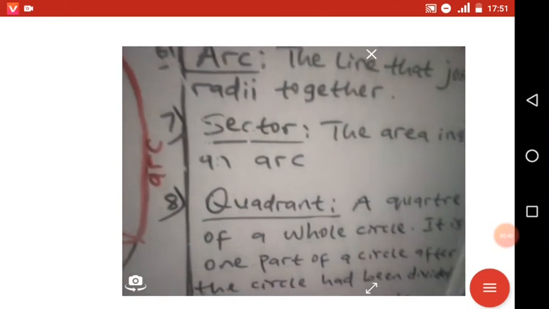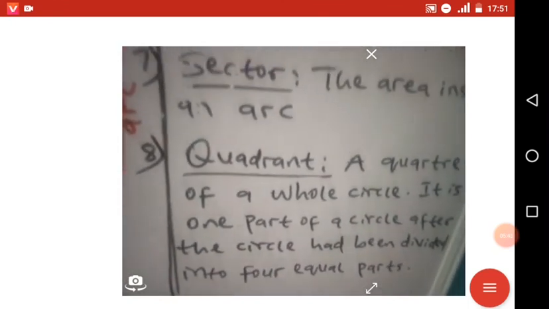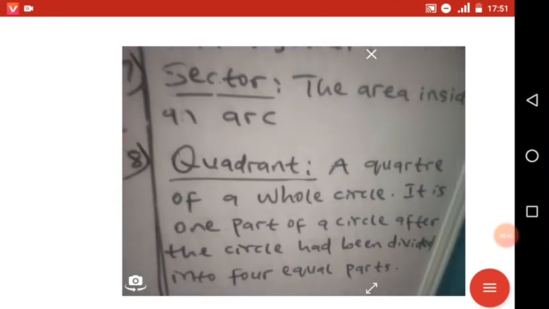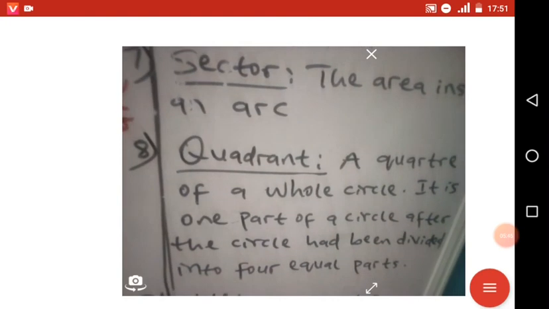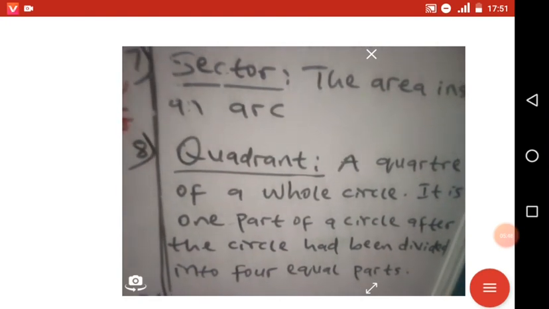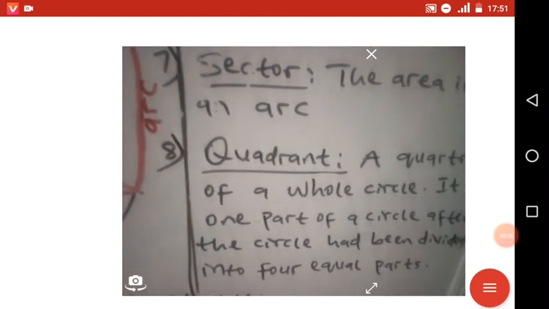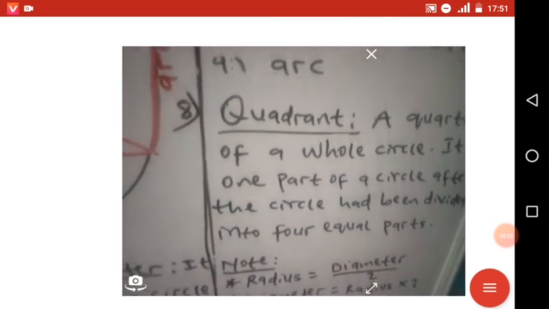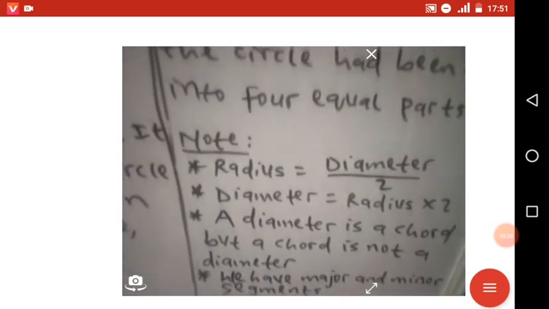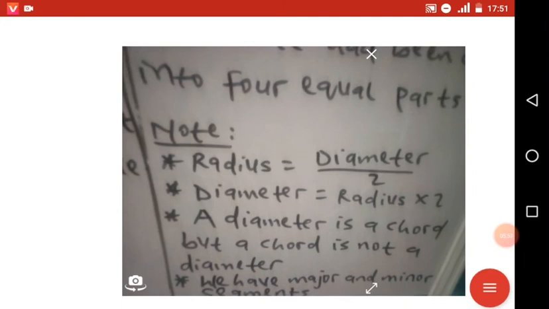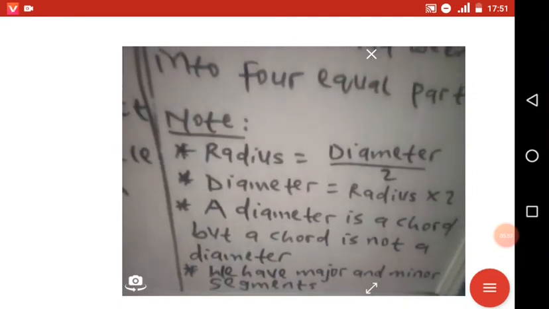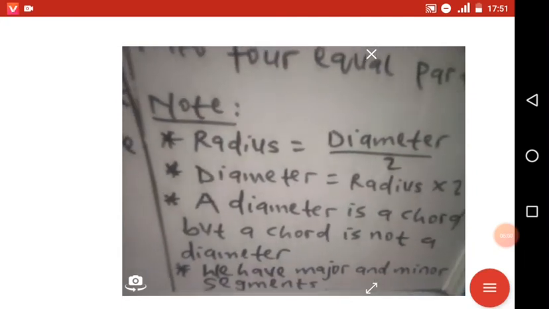If you divide a circle into four equal parts, each part is a quadrant. So a quarter of a whole circle, that's one part of a circle after the circle had been divided into four equal parts. So a quadrant is 1/4 of a circle. I need you to take note of this, that radius is half of diameter. Diameter is twice of radius.